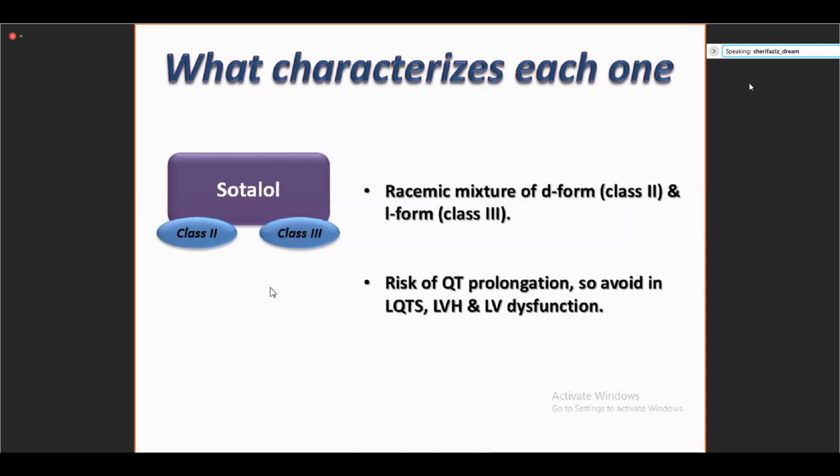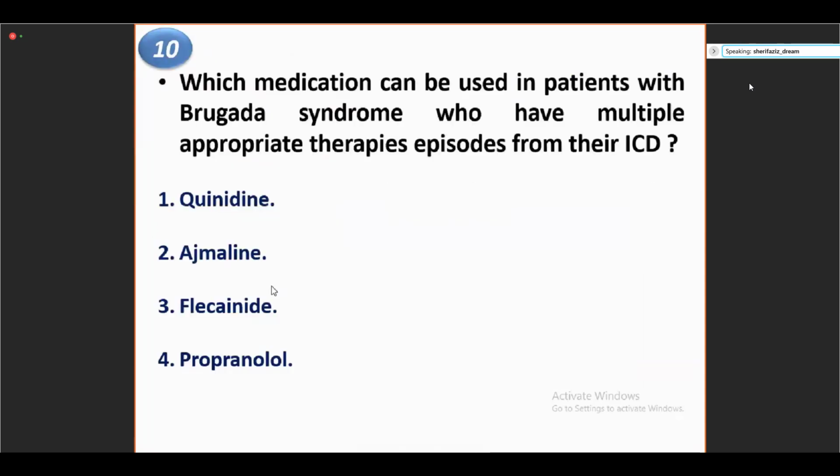Let's move to the next question, please, Dr. Ahmed. Which medication can be used in Brugada syndrome patients who have multiple appropriate therapy episodes from ICD? Quinidine, adrenaline, flecainide, propranolol. So which one of them can we use in patients with ICD storm and Brugada?